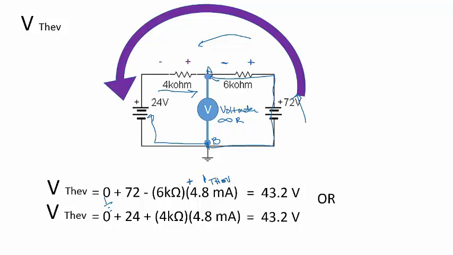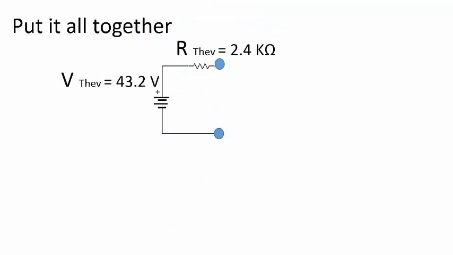I like to follow the direction of the current because I find it less confusing. And in the case of the resistor, I ended up dropping, which is what I'm used to doing in general for resistors. Now, let's put it all together. You received a 43.2 volt VThev, and you've received a 2.4 kilo ohm RThev. So now we took it, put it back together again. Now we're going to put back the 12 kilo ohm resistor that we removed at the beginning.